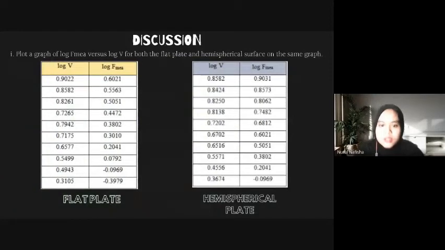Okay, so next I will continue with the discussion. In order to find the graph of log measured force versus log velocity, we need to find the values of log V and log F measured first for both plates, as shown in the tables. So next slide.